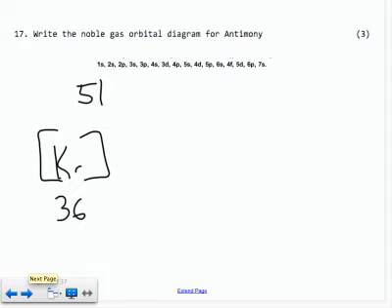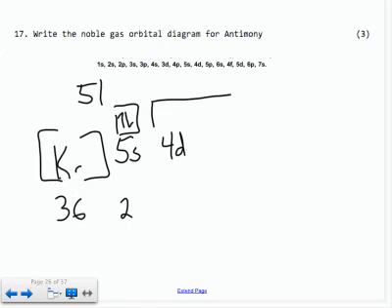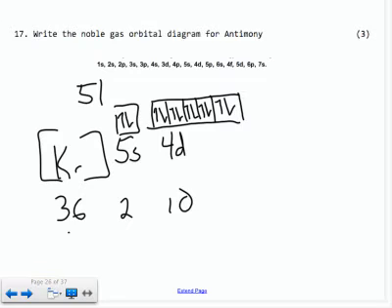And we're going to start after krypton with 5s, and we're going to put the box with 2 electrons, followed by 4d, which is the big one with 5 boxes. 1, 2, 3, 4, 5 boxes. 1, 2, 3, 4, 5, 6, 7, 8, 9, 10. So now I'm up to 36 plus 2 plus 10.